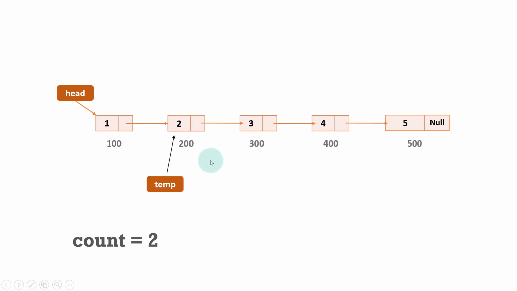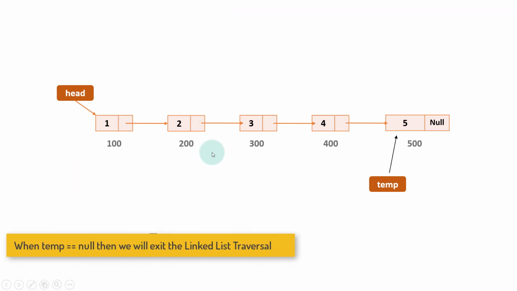Now when we move again, what happens? Temp moves to the next node, so the value of count gets increased by 1 and becomes 2. Now we again move to the next node, so this time the count value becomes 3 and the temp moves to the third node. In the same way it moves to the fourth node and the value of count becomes 4, and at the last it moves to the fifth node and the value of the count becomes 5. Now when we move this temp variable to the next element, the next element is null, and in that case we need to exit the loop, because we were traversing from the first node to the second node, then the third node, then the fourth node and the fifth node. So we need to exit the loop.